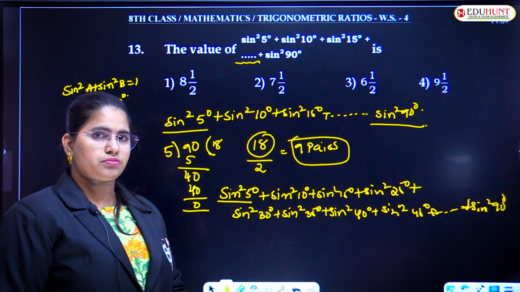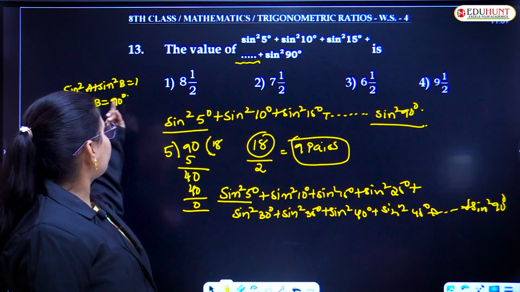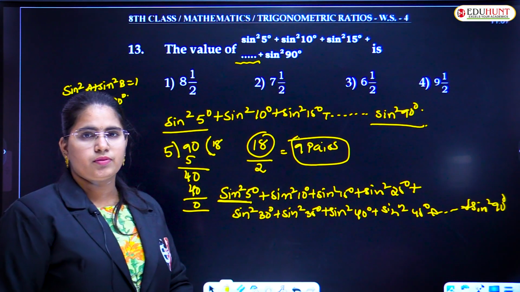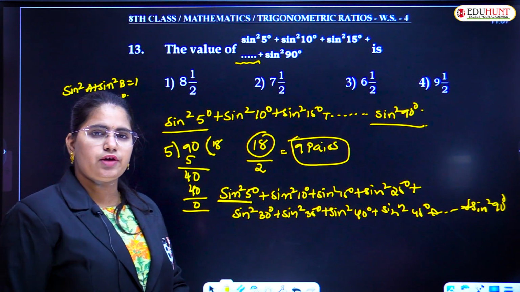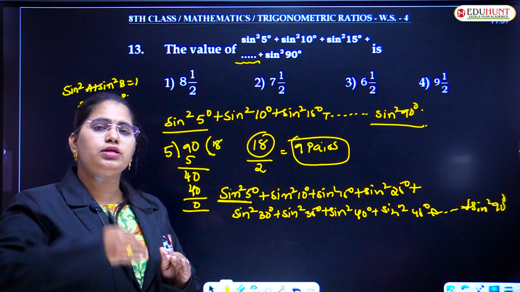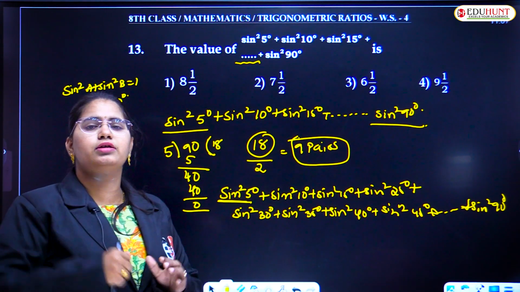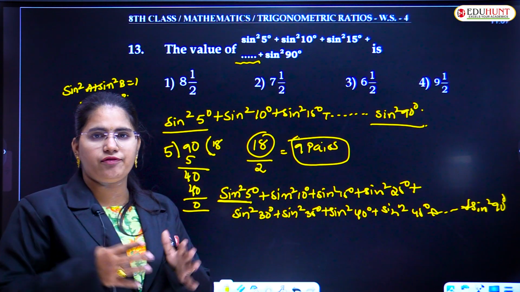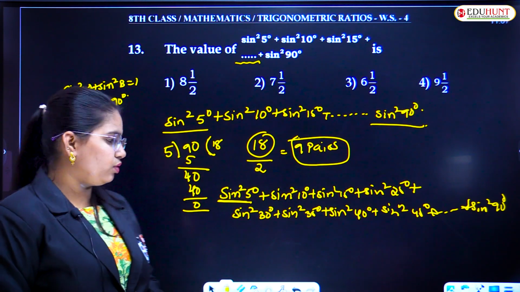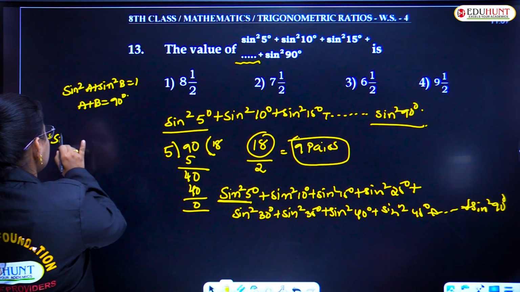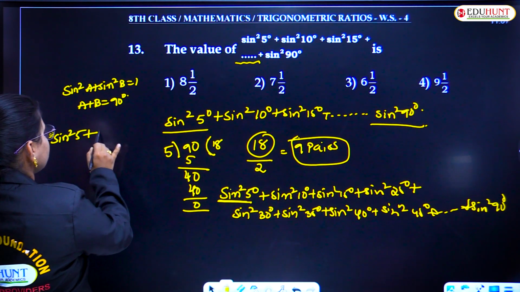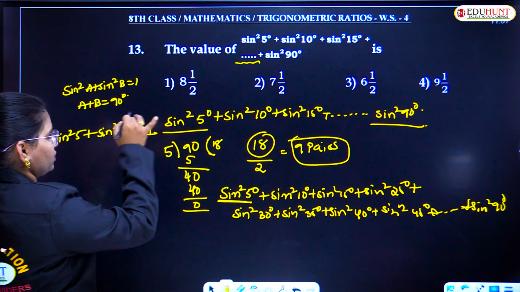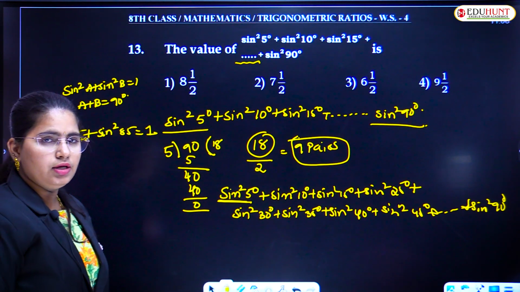Correct? So from this, the first term is sine square 5. For 5, what is the term you need to add so that the resultant is 90? Of course, it is 85. Correct? 5 plus 85 is equal to 90. So the first pair is sine square 5 plus sine square 85 is equal to 1 as per this result.